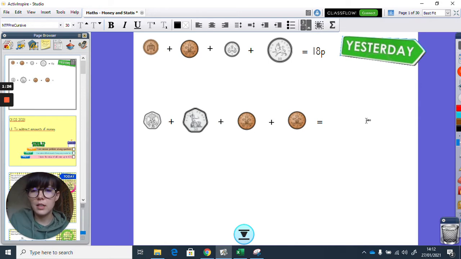Let's have a look at the next one. Again, we've got a 20p, a 50p, a 2p and another 2p as well. We're going to start with the 50p first because that's the largest amount of money. We're going to add 50 and 20, that's 70p, and then we're going to add our two lots of 2p. So the answer will be 74p. Well done if you got them right. They are just recaps from last week.